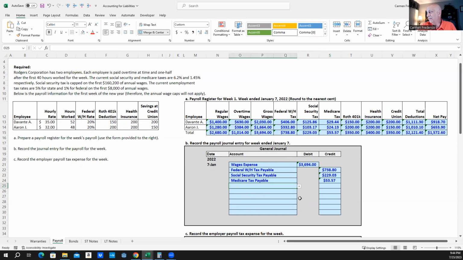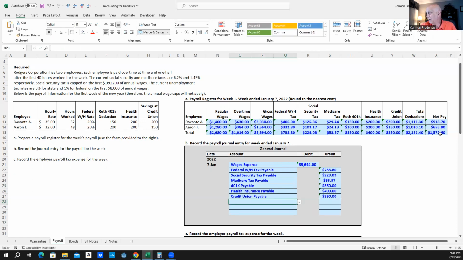And then you have the Roth 401k, the amount that's going to go to whatever Fidelity, American Funds, whatever the company's using for their 401k. And then we have the health insurance payable, the amount that's deducted from their contribution to the health insurance that's going to be paid out to whoever is carrying the insurance. And then we have the credit union payable, the amount we're withholding for the employees and submitting on their behalf to the credit union. Okay, so money is going to be direct deposited perhaps into their credit union account.